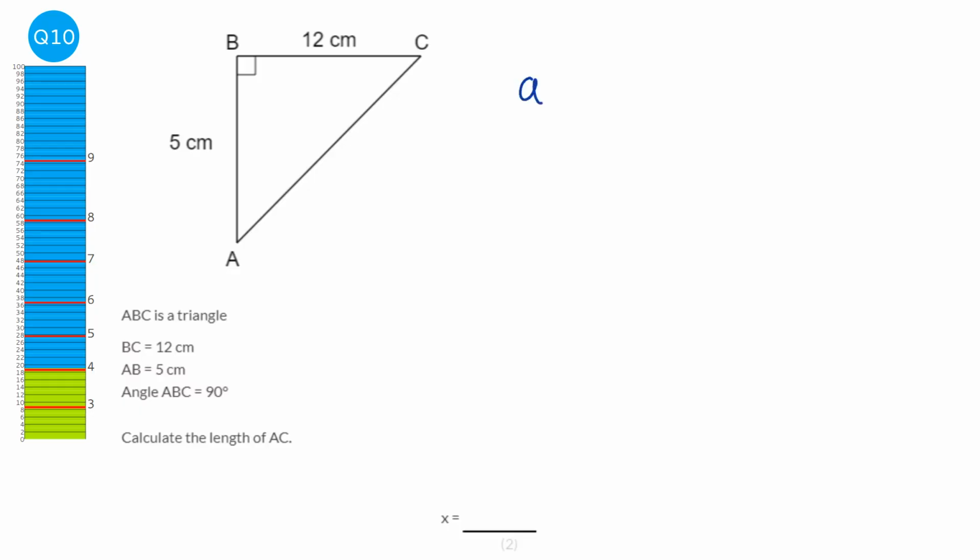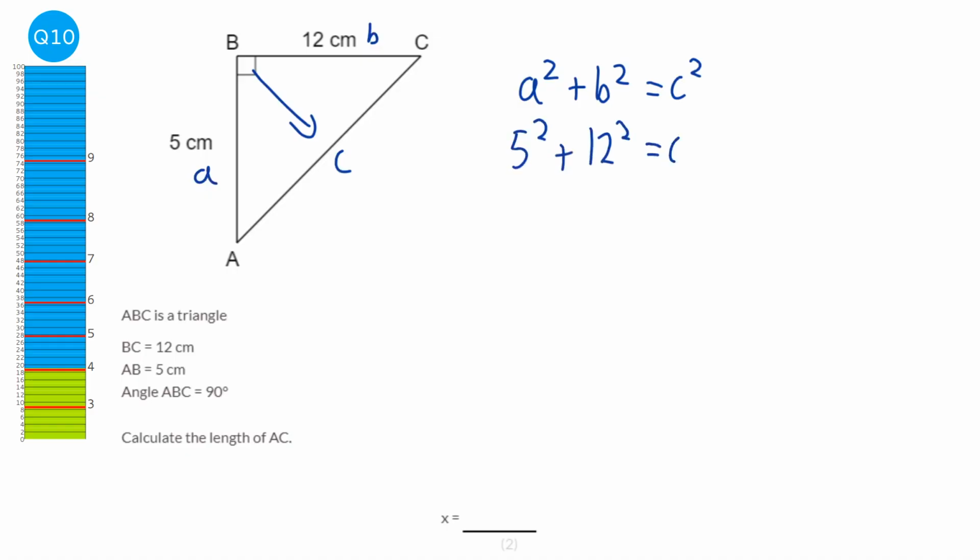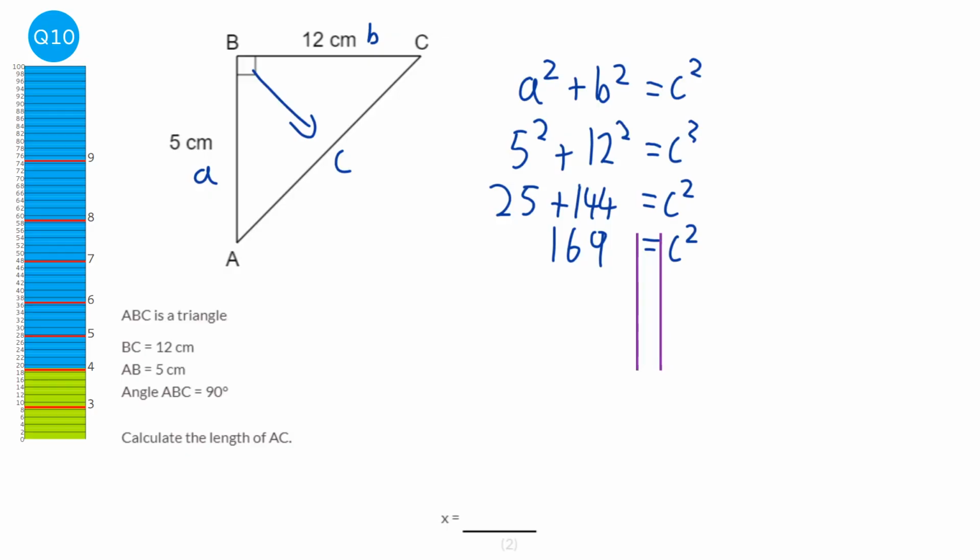So Pythagoras says that a squared plus b squared equals c squared. And the c is the one opposite the right angle. So I'm going to label this a and b. So it would be 5 squared plus 12 squared equals c squared. 25 plus 144 is equal to c squared, and then 25 plus 144 is 169. And then we're solving to find out what c is, and we're just going to square root both sides. So square root of 169 is 13, so c is 13.